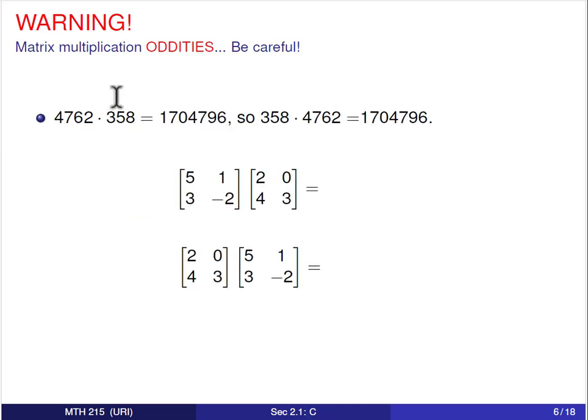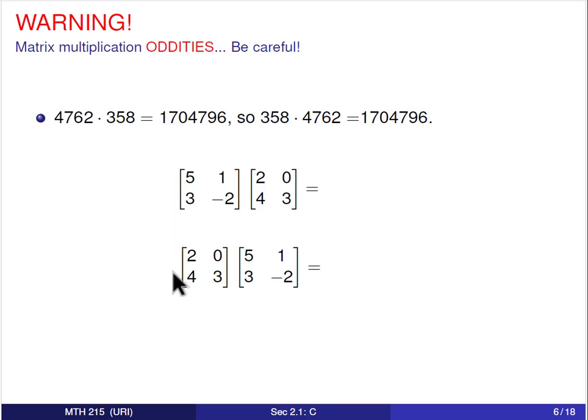The first one, if 4762 times 358 is the number there, then 358 times 4762 should be the same thing, right? The order that you multiply two numbers in doesn't matter. If you were to switch the order, you end up with the same answer either way. Now here is a warning for matrix multiplication. It does not necessarily give you the same thing.